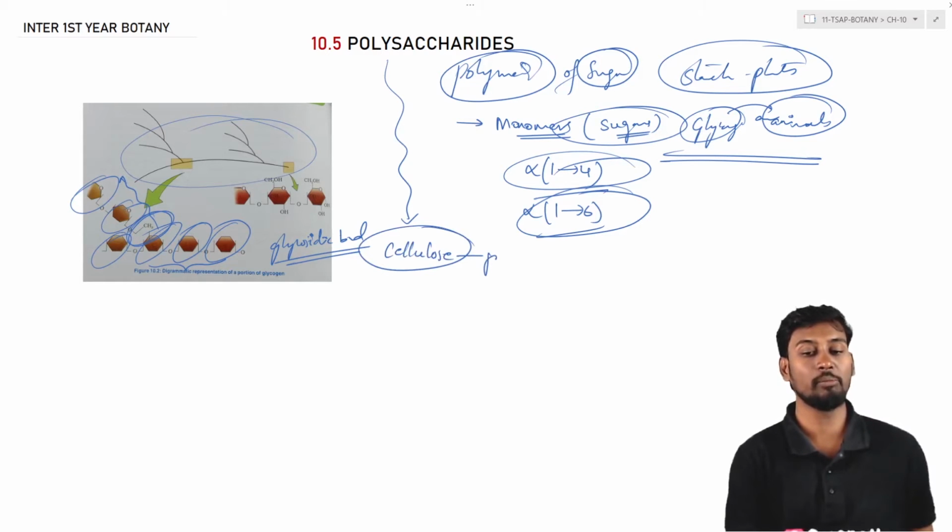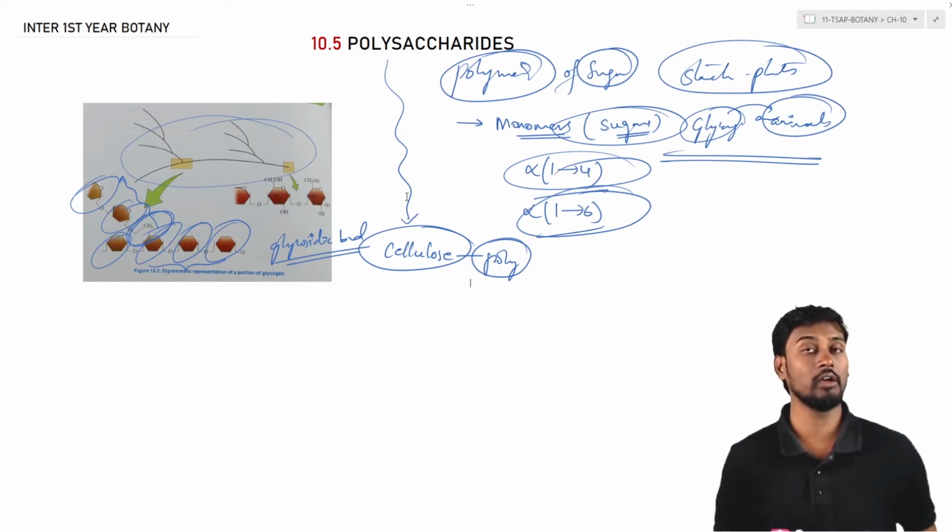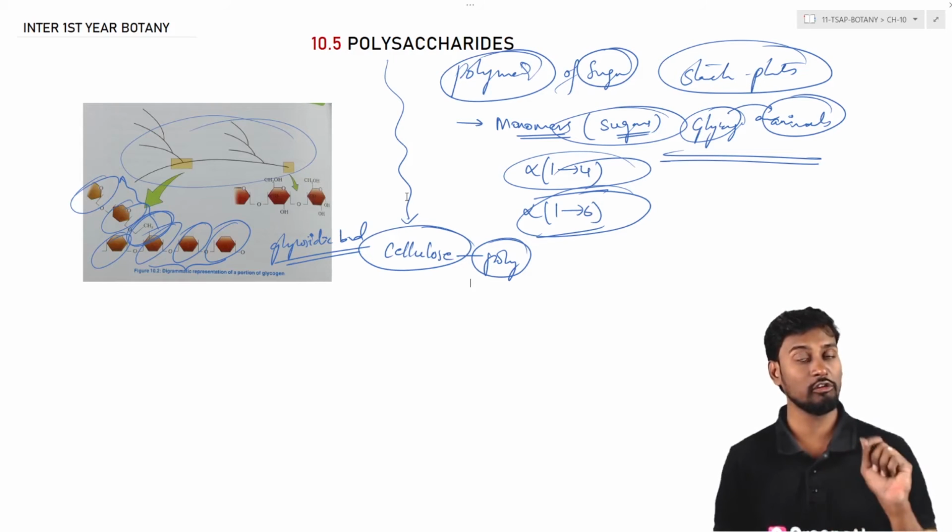So cellulose is a polymer, a polymer of sugars, which forms the cell wall of the plant. The cell wall of the plant generally consists of cellulose.